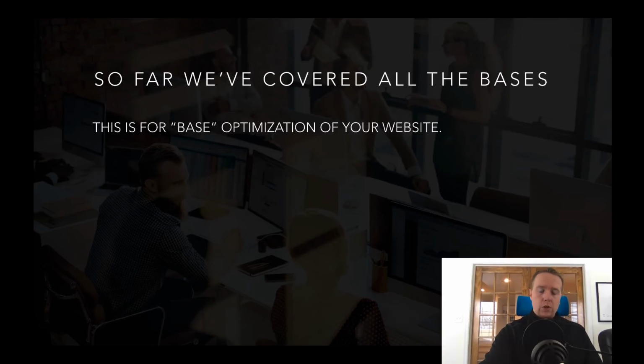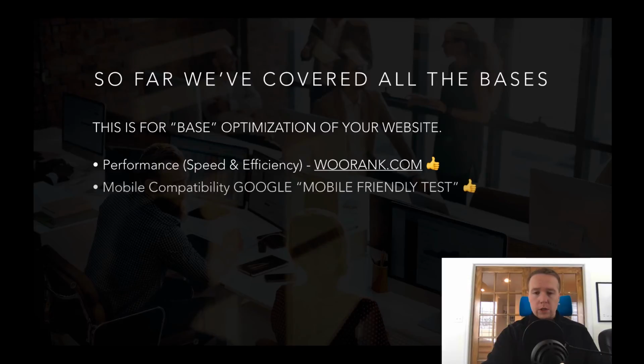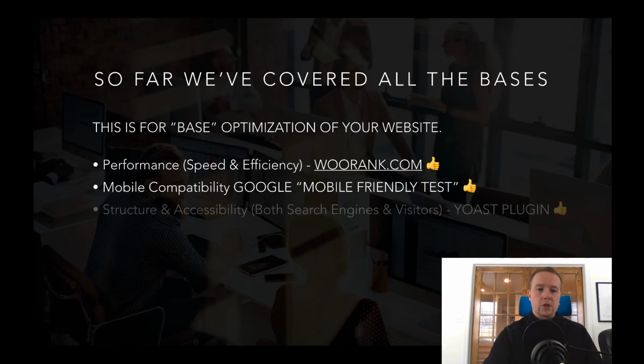So what we did was, if you remember back, we covered the performance of your website. We did that WooRank method in video 1, how you get a baseline for where your website is in terms of speed and efficiency. We did the mobile compatibility test with Google. We used their mobile friendly test to determine whether or not your website is mobile compatible. We looked at the structure and accessibility of your website, and also in this lesson I showed you how to do the XML sitemap for your website using the Yoast plugin.